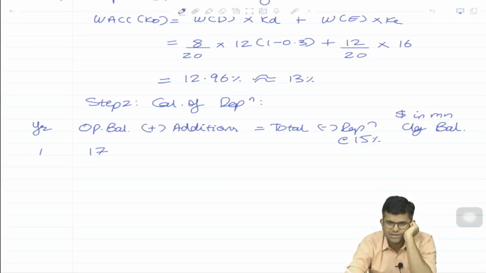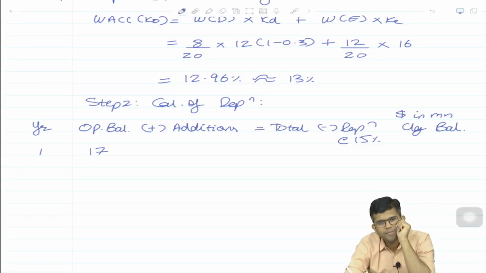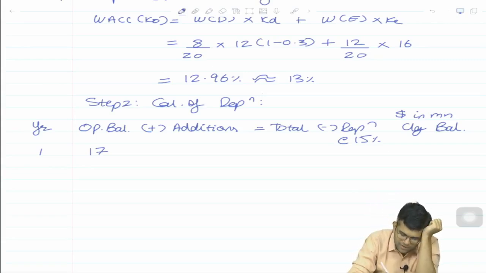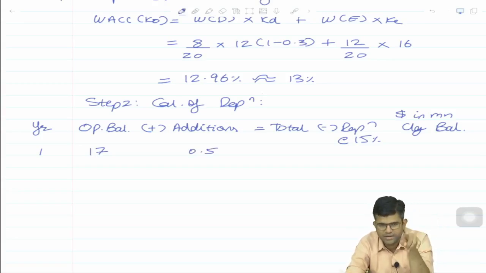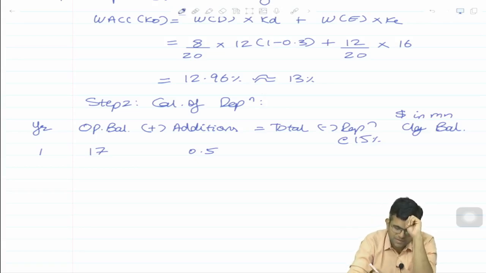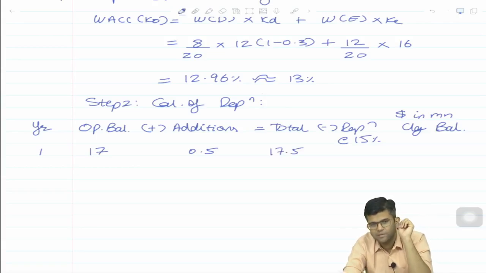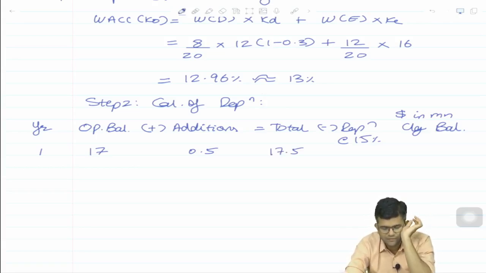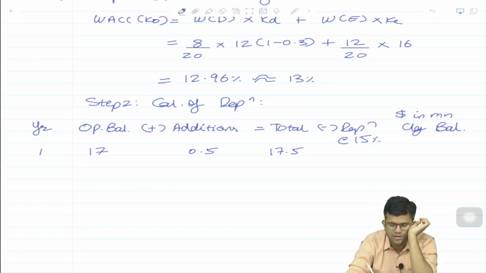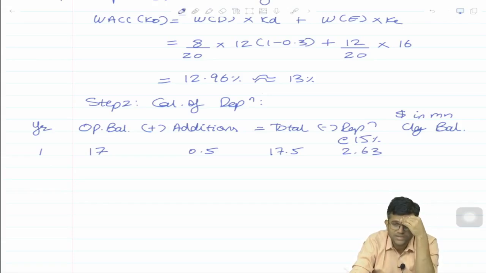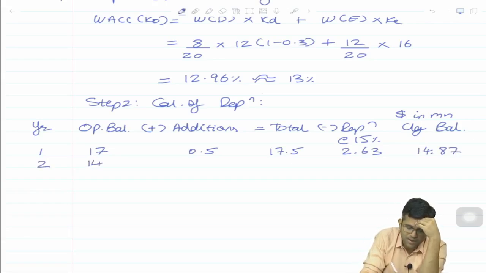Okay. What are the additions in year 1? Search the question, you will find it. Okay, 0.5, correct? 0.5 additions, and they are saying at the beginning of year 1 only we are doing it. See, at the top of the table they have mentioned additions at the beginning of the year. You saw that? So that means the total will be 17.5 million. Okay, get me depreciation for year 1. 2 decimals enough. 2.63. Subtract 2.63, and you get 14.87, which then becomes the opening balance for year 2.